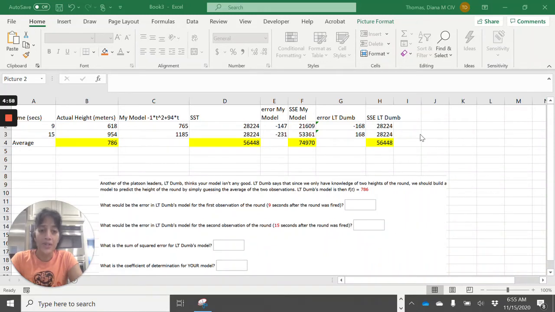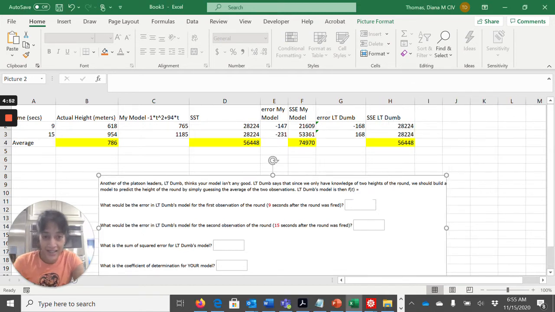Now, so these are all the same thing. I went through that just to show you that that is actually a model. So what goes into these blanks? What would be the error after the first observation? It's minus 168. What's the error after 15 seconds?